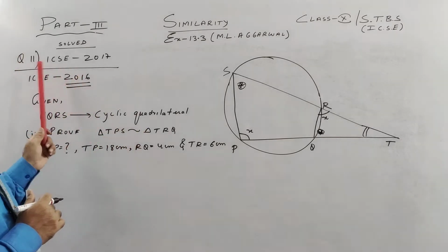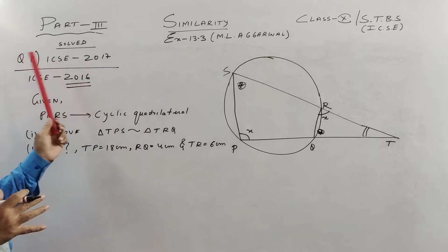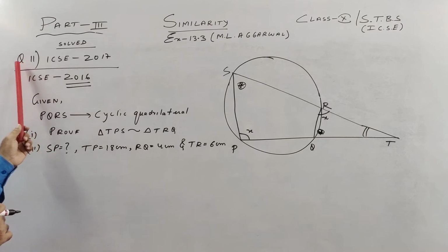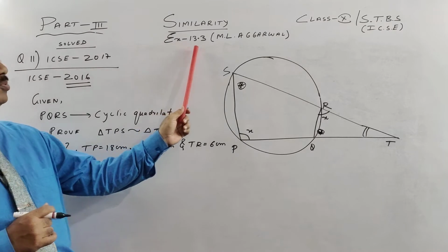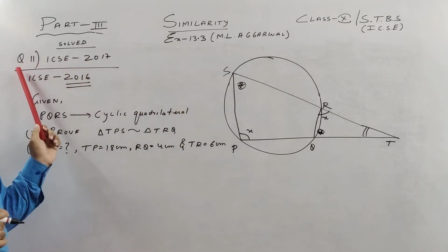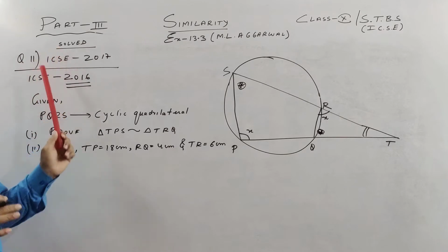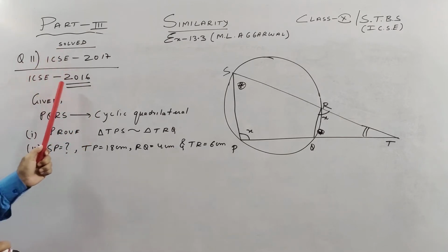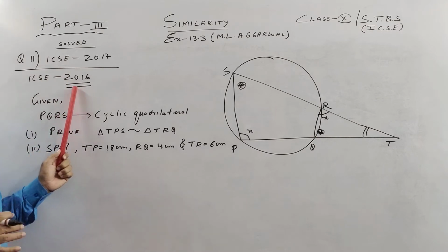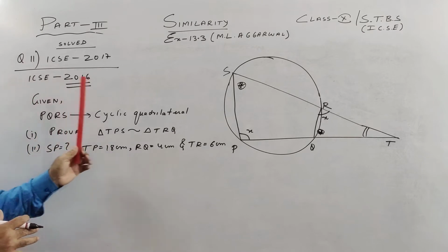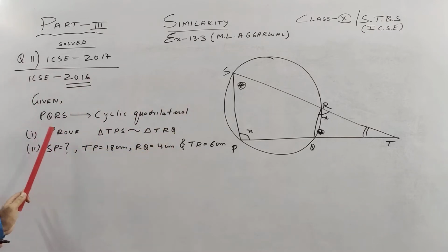So here I go to 2017. But this question is solved in example 11. ML Agrawal's book, exercise 13.3, 2017 is solved in question 11, so I'm not solving that. You can please see that and follow. I'm going to ICSE 2016, which I don't see in most of the books. For 2016 I'm telling you what the question is and how we solve it.